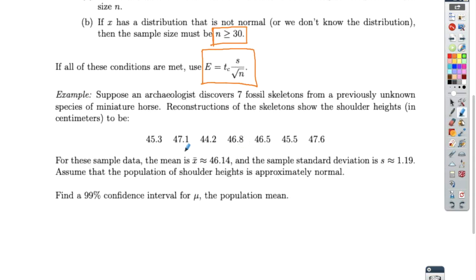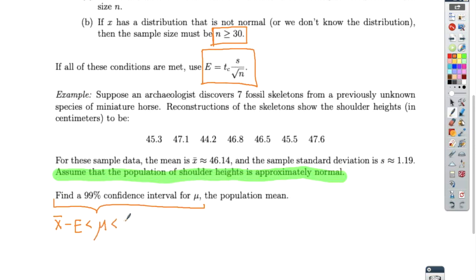Now, this is a really important statement here. Assume that our distribution is approximately normal. That's important because a sample size of 7 isn't big enough to overcome it if it's not. So it is important that we include that information. Find a 99% confidence interval for mu, the population mean. So when it says to find a confidence interval, it's talking about x bar minus E, and then mu between that and x bar plus E. So basically the sample mean plus or minus the error.